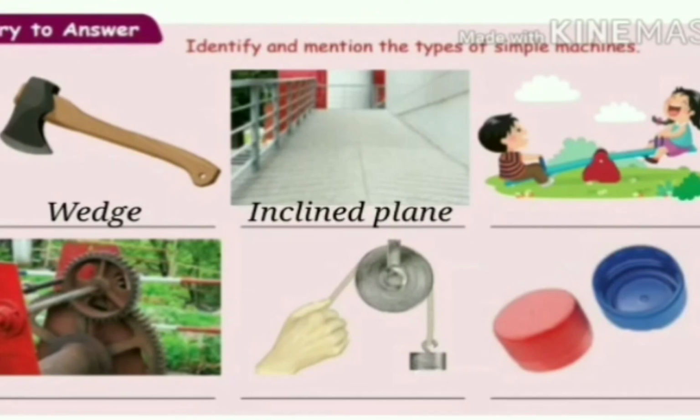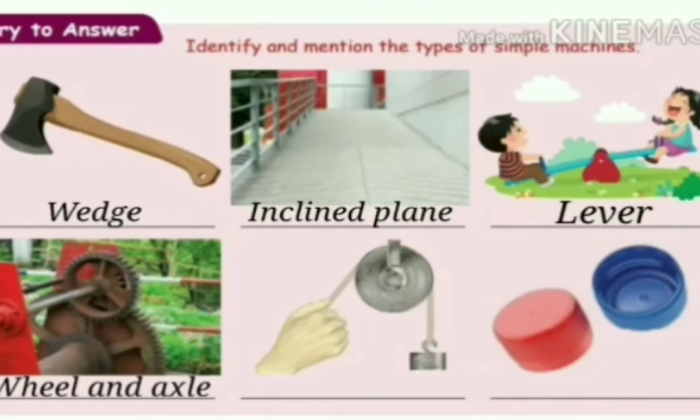In the third picture, you can see a seesaw. Right. You all like? No? Yes, it is of lever type. And the fourth picture, you can see the wheel and the rod. So, it is what? Yes, wheel and axle.